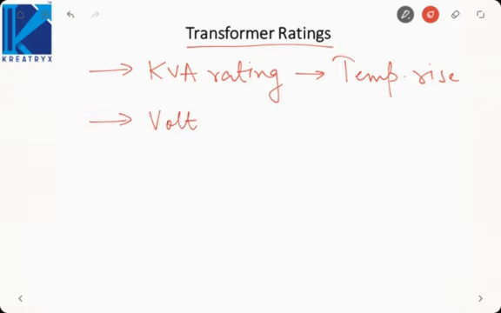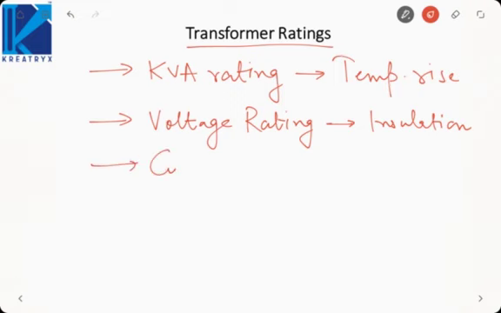Next rating is voltage rating. The voltage rating is related to insulation in a machine. The higher the voltage rating, the more insulation is required. Otherwise, what will happen? If you use less insulation, then dielectric breakdown may occur and the insulator may start conducting and it will short circuit the winding. That is why more insulation is required for higher voltage rating. Again, I am repeating, at higher voltages, dielectric breakdown may occur, due to which the insulator may start conducting.